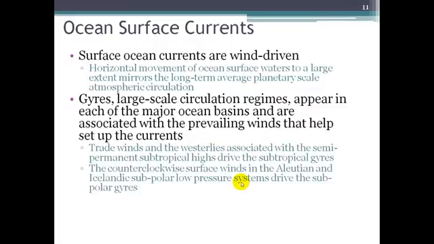If we take a look at surface ocean currents, we have a similar pattern in the ocean currents as we have from surface winds. At the surface, the ocean's currents are driven by the wind. So we have a large-scale movement of ocean water that mimics the large-scale atmospheric circulation. And these large circulations in the ocean are called gyres. These are big circulation regimes that we can see when we look at a map of world ocean currents.